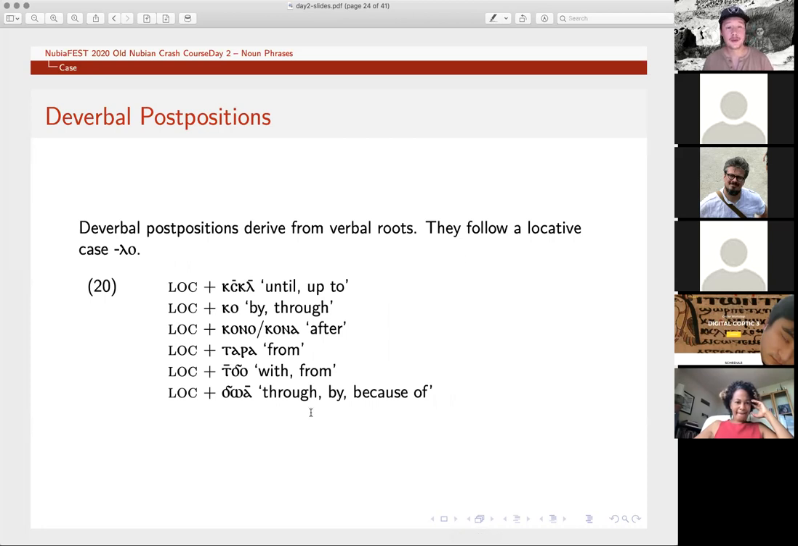We have a set of deverbal postpositions as well, right? So we have, for example, deriving from the verb to come, from the verb to have, from the verb to give, from the verb to go, right? So these are, let's say, fossilized and phonologically reduced verbal forms that go together with a locative case. And they all do and consistently do that, right? So this also suggests that maybe all these deverbal postpositions are also a later development in the language itself.